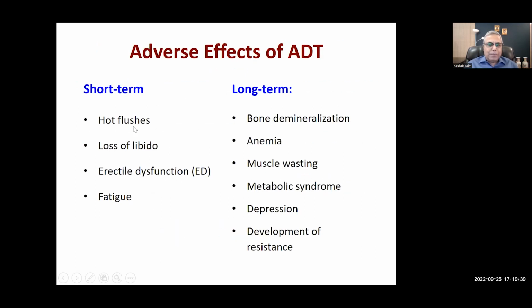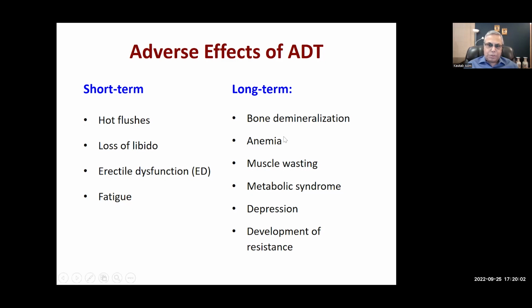So the patient will get hot flushes, loss of libido, which means loss of sexual function, erectile dysfunction, fatigue. You know, testosterone is an anabolic hormone. If you don't have testosterone in your body, you can get fatigue. Bone demineralization, you know, testosterone is good for bones. Males have got stronger bones than females.